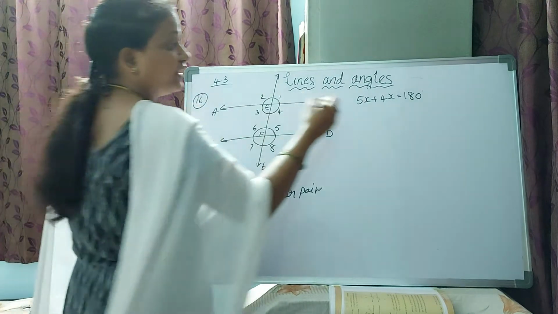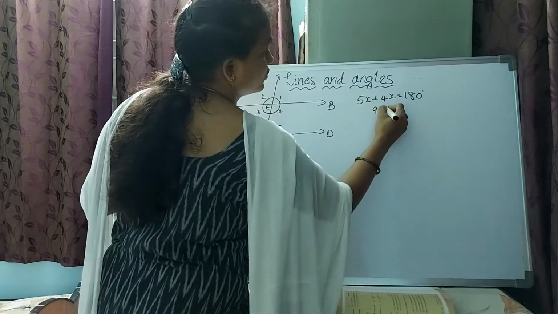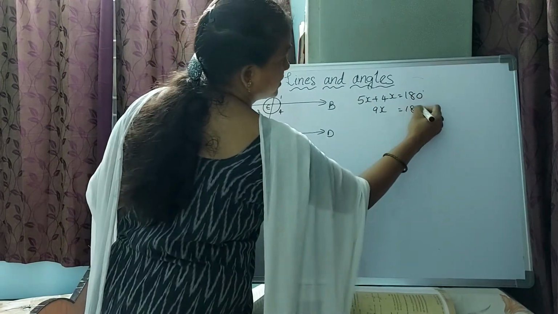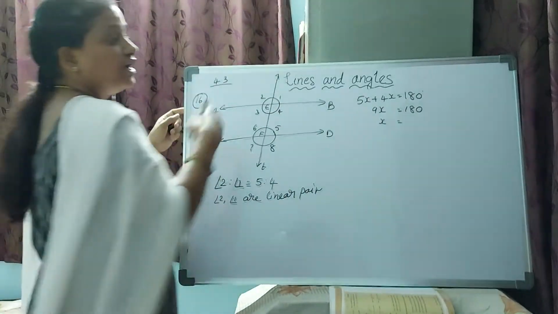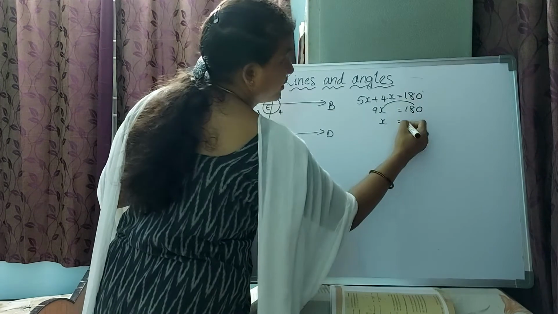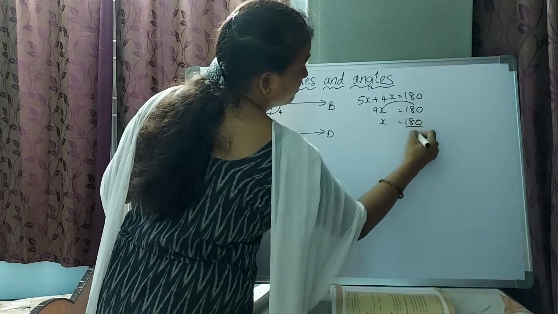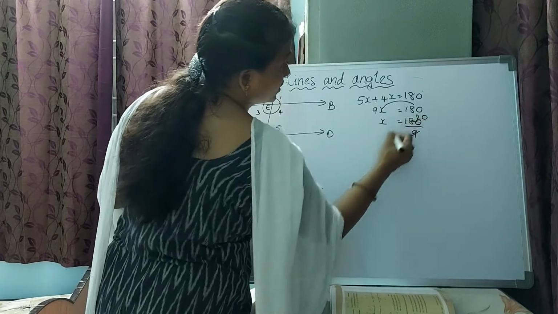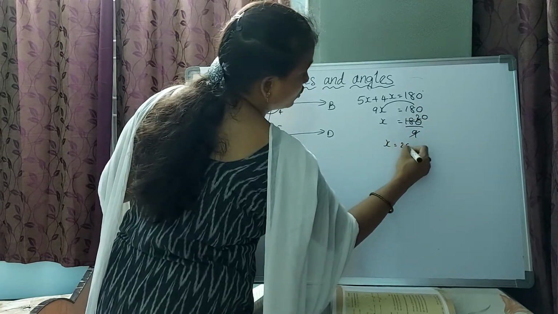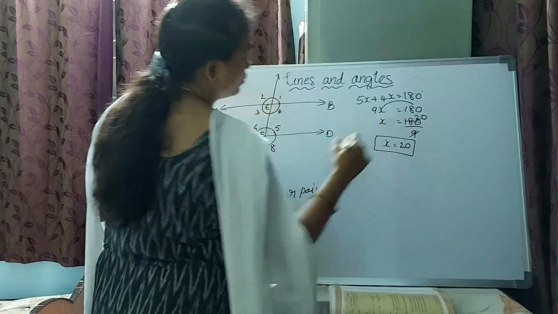In that way also you can take 5x plus 4x is equal to 9x. 9x is equal to 180. x is equal to 180 by 9. It is multiplying here; if you transpose to the right hand side, it becomes division. So 180 by 9: 9 ones are 9, 9 twos are 18, 9 zeros are 0. So x is equal to 20. We got x is equal to 20.